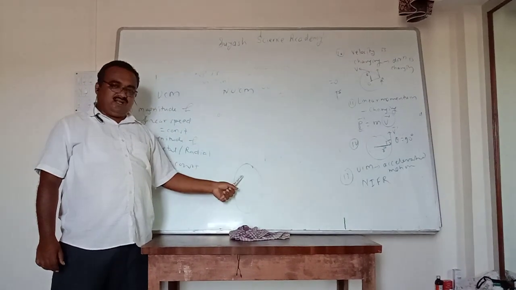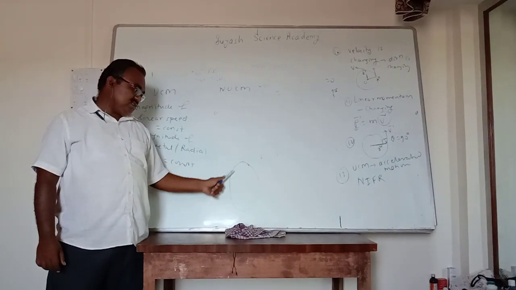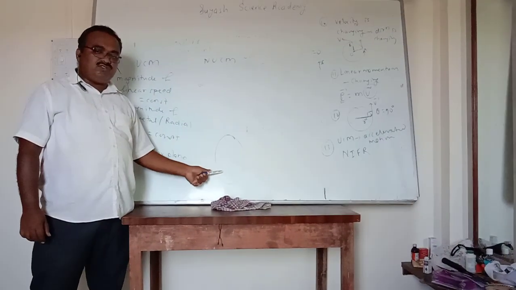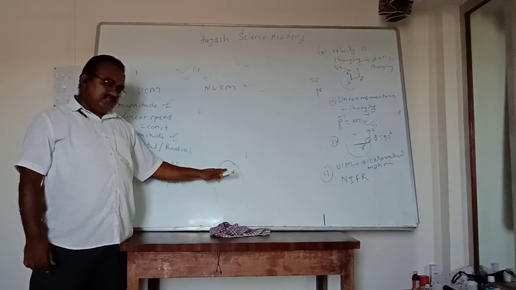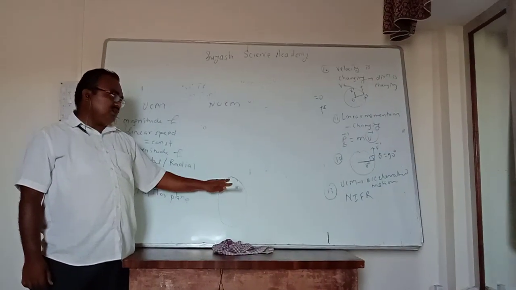An example is the giant wheel. You all have experienced the giant wheel. This becomes non-uniform motion because of acceleration due to gravity. We will study it in the later half of the chapter.